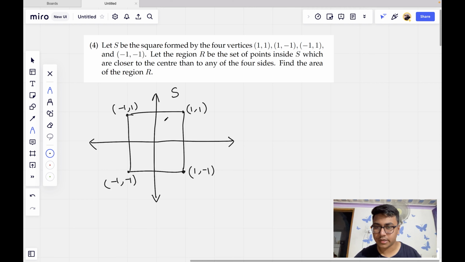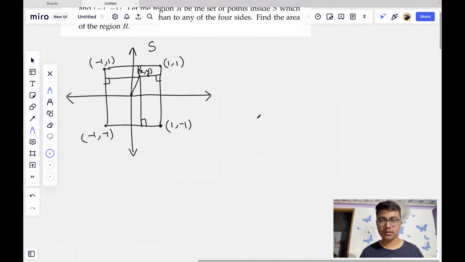So if this is a point inside the square S, for it to lie in the region R, it should satisfy that this distance is less than this distance, or this distance, or this distance, or this distance, right? So it is closer to the center than to any of the four sides. Since the diagram is symmetric in the 4 quadrants, we'll just focus on the first quadrant, and we'll further reduce it by symmetry, but we'll just see it. We will look at the first quadrant only.